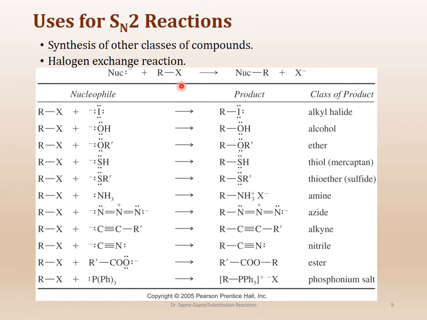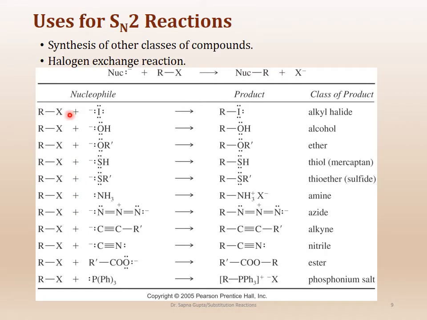Well, there are many. Okay, so one of the most important things is that you use it for synthesis of other classes of compounds, which means other functional groups. Okay, and so literally this is a halogen exchange that's going on where you have the nucleophile and the substrate. The substrate has the halogen, that is a leaving group, and so you can form any product that you want. So here are some examples.